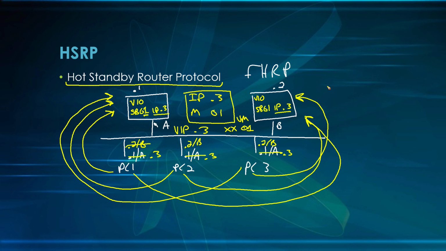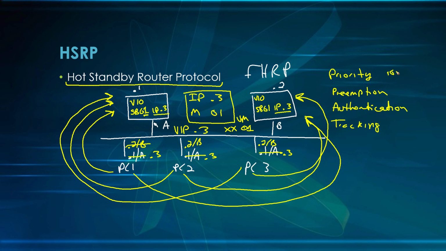What I can do is set what they call, there's a few options. There's the priority. We're going to talk about preemption. We're going to talk about authentication. And we're going to talk about tracking. So the first thing I want to touch on is priority.